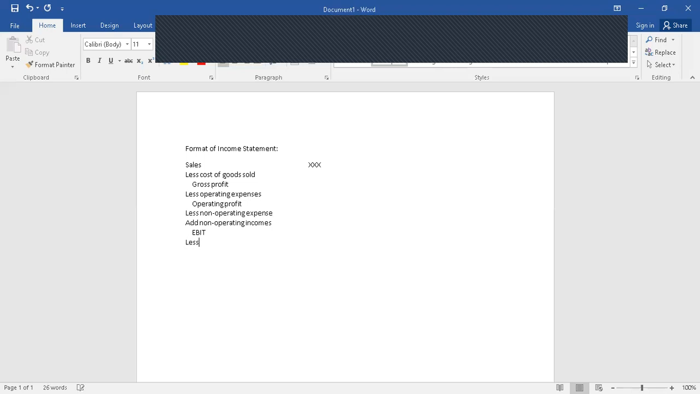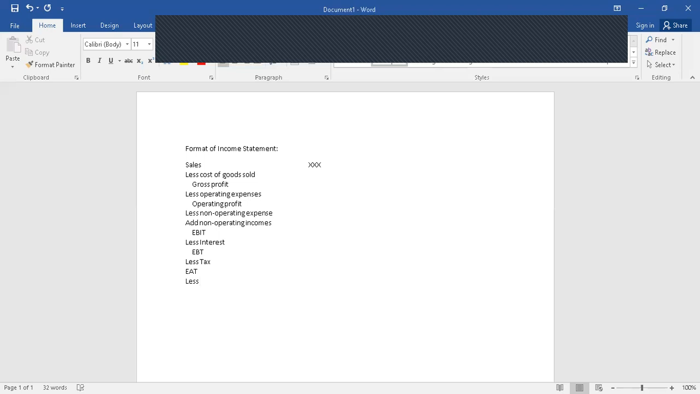The first preference is given to the debt holders. So here the first item is less interest, and the resultant figure is called EBT. Then the next preference is given to tax, that is, the government, the amount of tax paid. This is called EAT, earnings after tax.